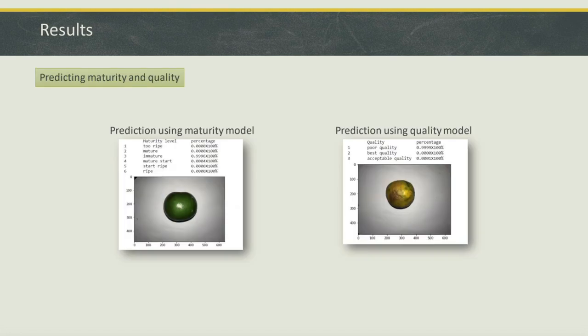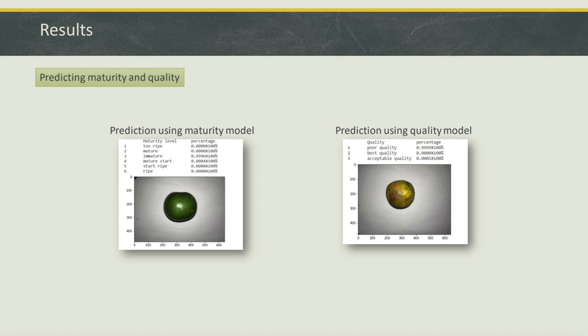A program that can take one input image at a time and determine which class the fruit belongs to is created. The trained model is used to make a prediction about the class of the input image. In this test, a separate program is created for the quality and maturity models. Based on the results, the program is able to use both CNN models to classify limau manis based on its quality and maturity level.